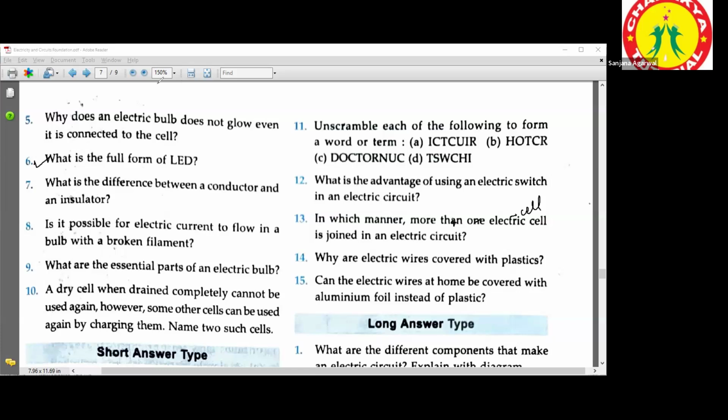Correct, Trilokya, Neha. LED stands for light emitting diode. Ma'am, shall we write the fifth one? No, no, no. Because the questions, I already know that those are simple, so no need.